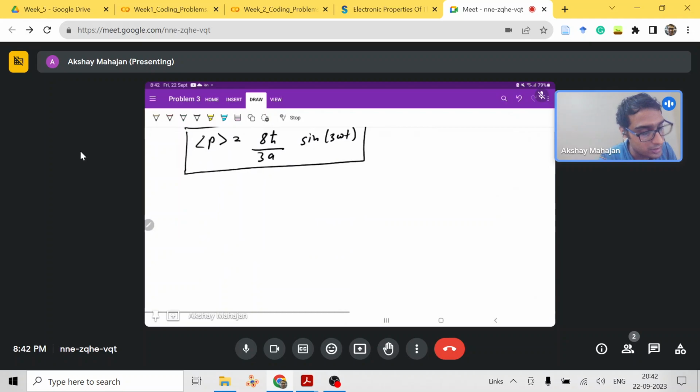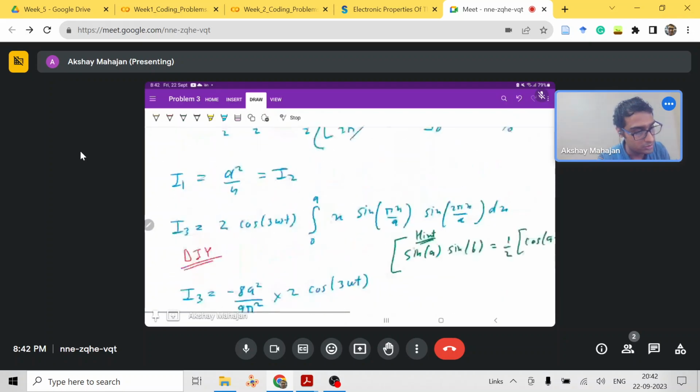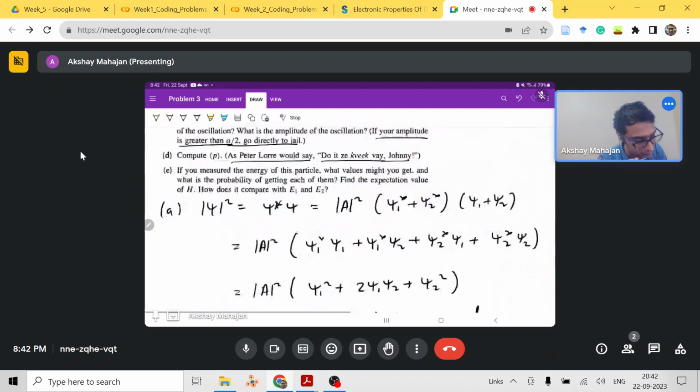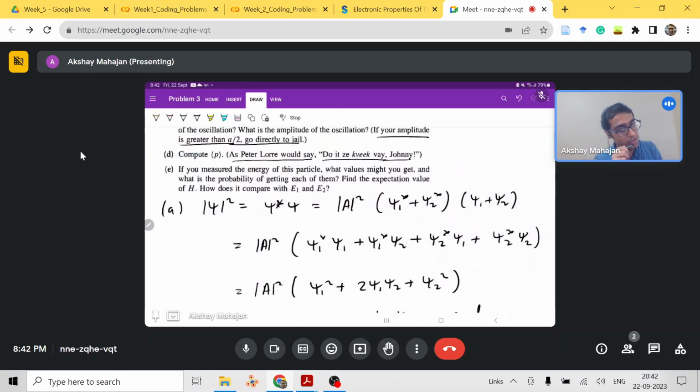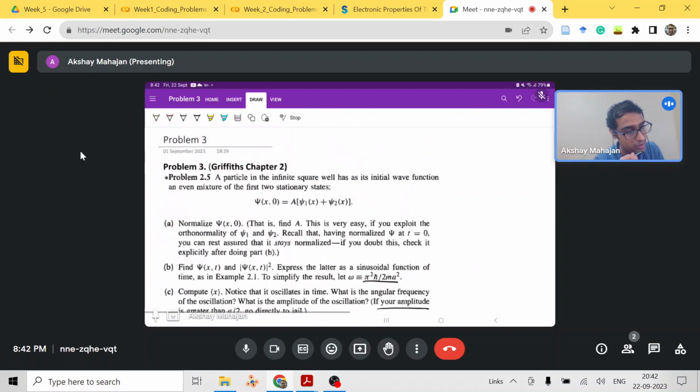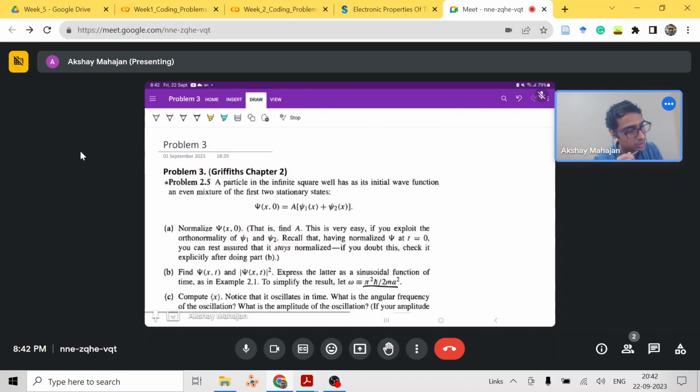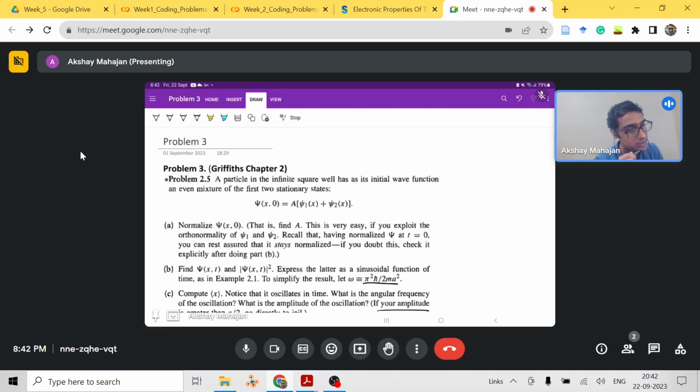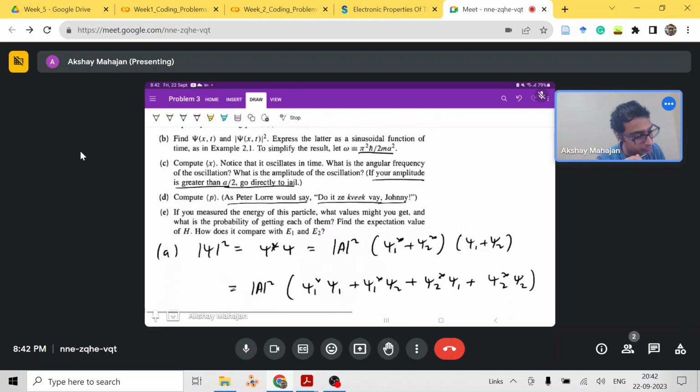Alright, and then the E part. So part E is, if you measure the energy of this particle, what values might you get, and what is the probability of getting each of them? So what will the values be? Since we have psi 1 and psi 2, we will get either E1 or E2 with equal probability. Also we have to find the expectation value of H cap, and how it compares with E1 and E2.